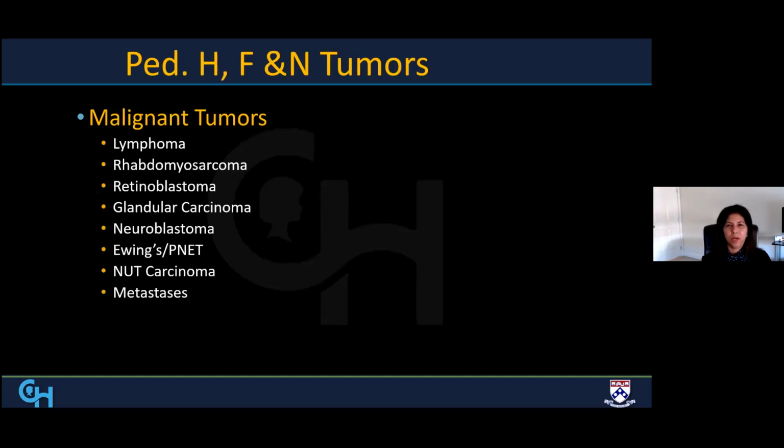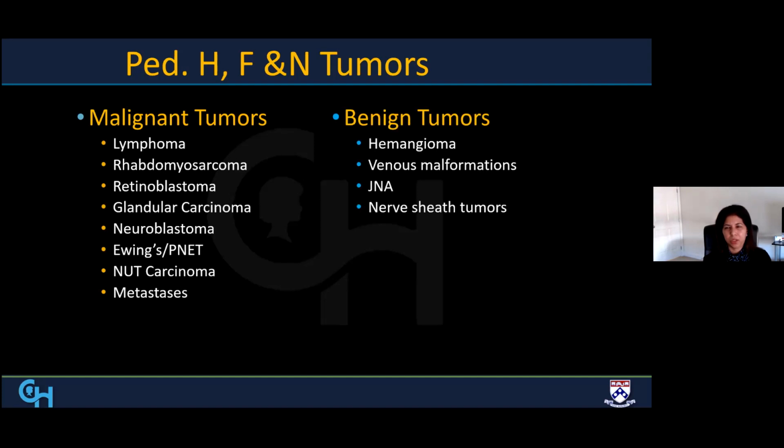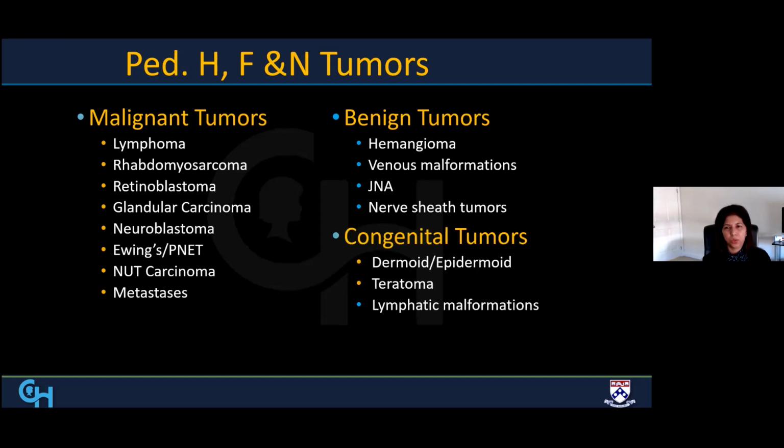So I'm going to be taking an approach based on the type of tumors. We'll start with the major group of malignant tumors that lists all these entities. These are the major entities. Then I'll be talking about the group of benign tumors, which are very common in practice, and you can see them with the group of vascular and nerve sheath tumors. And then the other group that I will touch today because of the pediatric world is going to be congenital tumors, like the dermoids, epidermoids, teratomas, and lymphatic malformations.